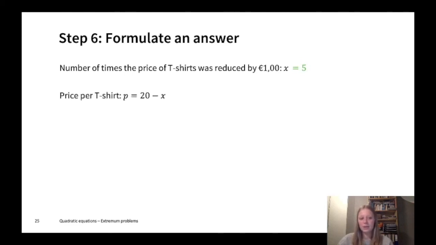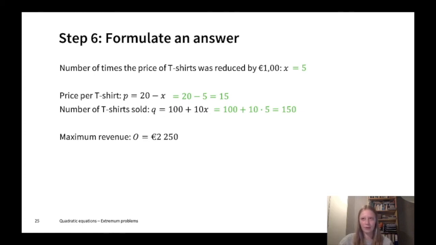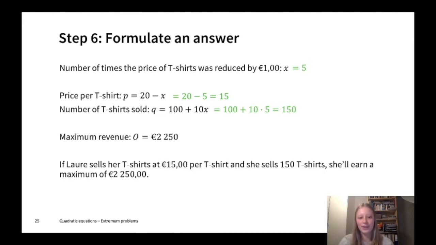The price per t-shirt, we said, was 20 minus x. So let's fill this in, and we find that the price per t-shirt is €15. Now we have to calculate the number of t-shirts sold, so this was Q, and for Q we had 100 plus 10 times x. Let's fill in x, and we have 150. Our maximum revenue, that was beta, that we found in the previous step, was €2,250. So if Laura sells her t-shirts at €15 per t-shirt, and she sells 150 t-shirts, she'll earn a maximum of €2,250.